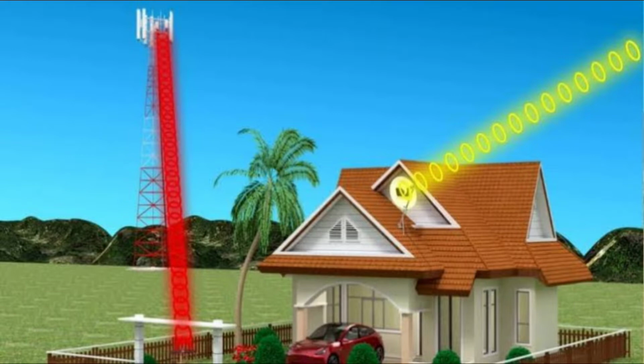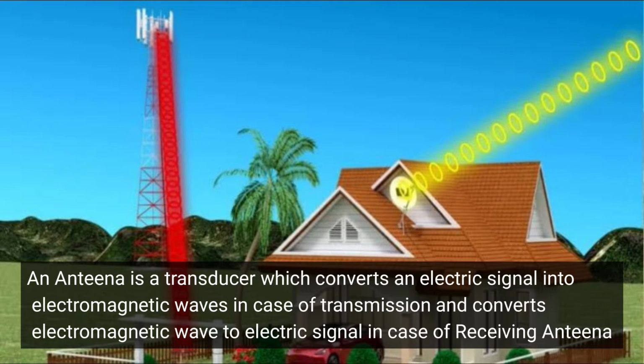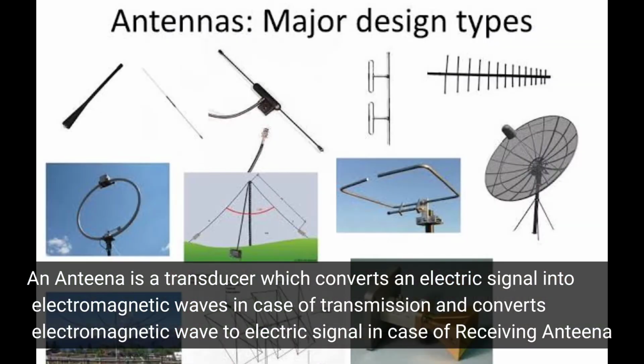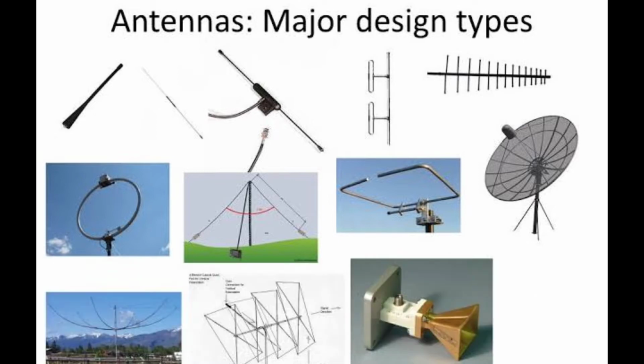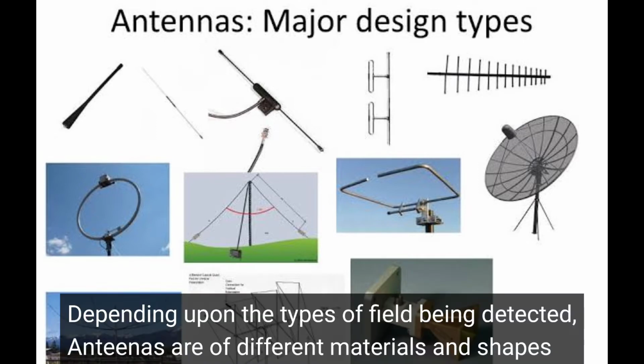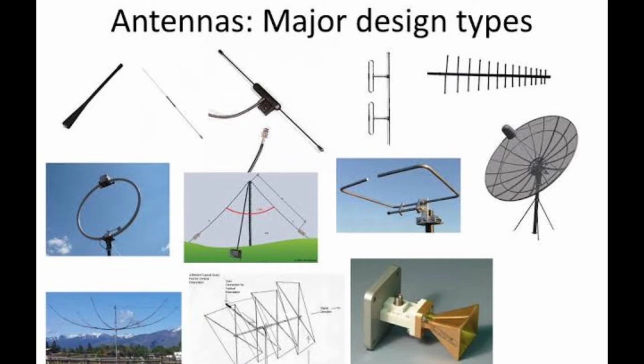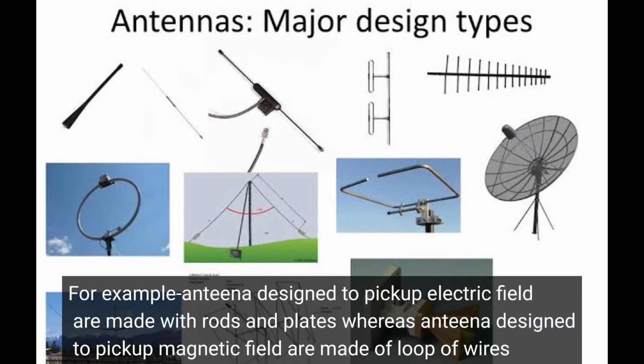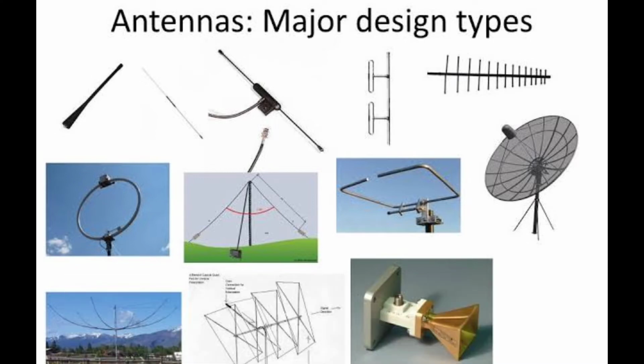An antenna is a transducer which converts electric signals into electromagnetic waves and vice versa. Depending upon the type of fields being detected, antennas come in different shapes and sizes. For example, an antenna designed to pick up an electric field is made up of rods and plates, whereas an antenna designed to pick up a magnetic field is made up of loops of wire.